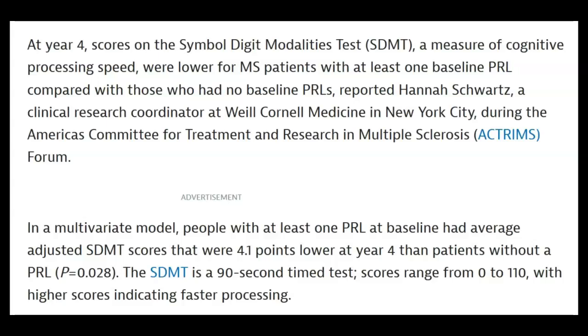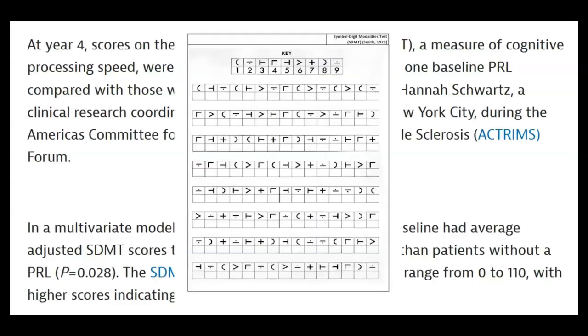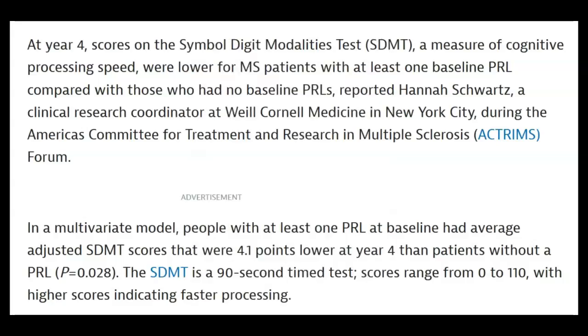And I think I've had that test. Isn't that the one where you're supposed to look at different symbols and then put the number down that corresponds with them? You're told, here's the key up at the top of the test, but it's really measuring your ability to remember and react quickly. And so what they're saying is that the more of these lesions you have, the lower your score tends to be.